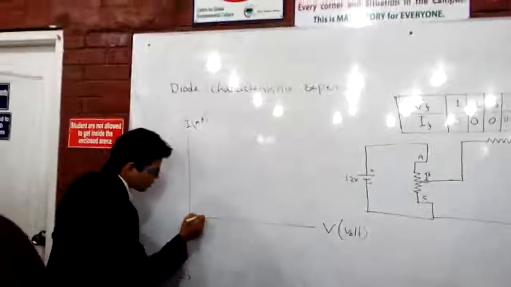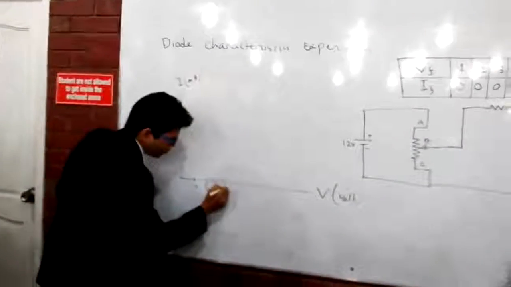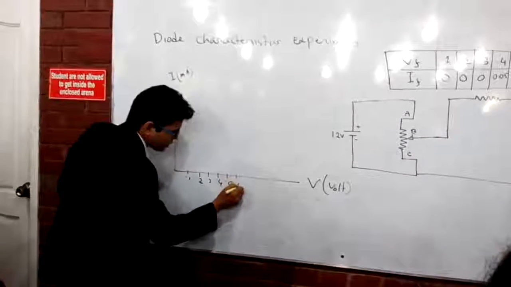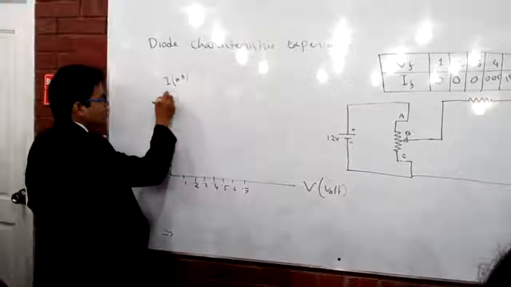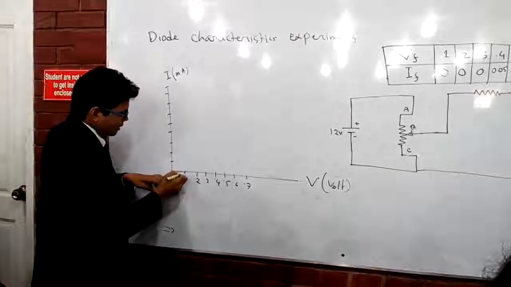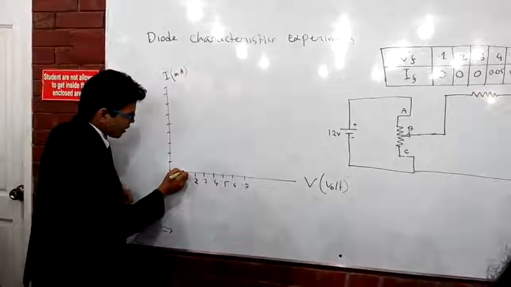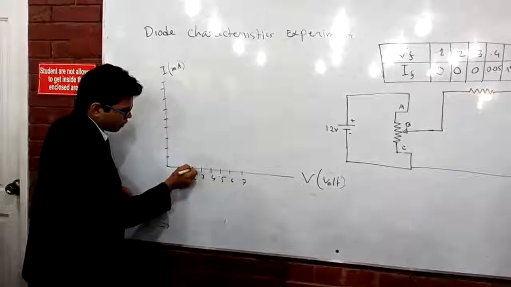So if you plot, that was 0.1 volt, there will be 0.2 volt, 0.3 volt, 0.4 volt, 0.5 volt, 0.6, and 0.7, right? And currents are 1, 2, 3, each carries 1 milliampere, like this. Got it? So if we plot, at 0.1 volt, the current was 0, right? So there has been no value of current. At 0.2, also 0.